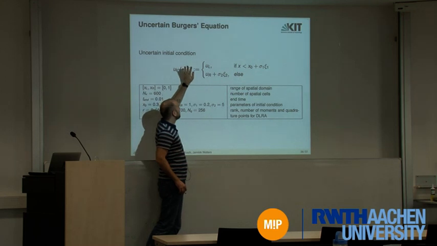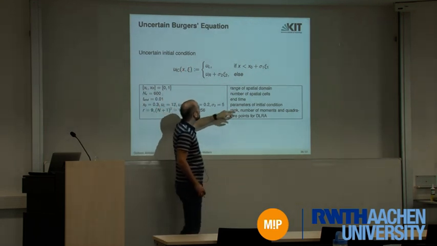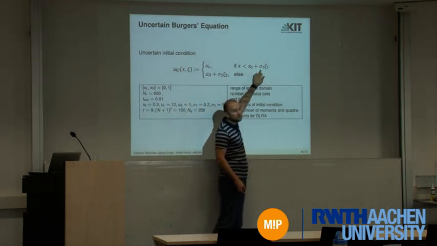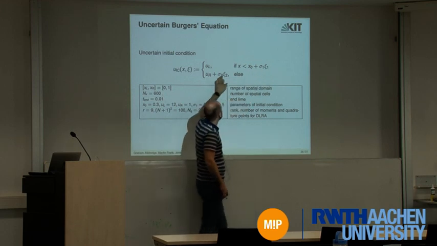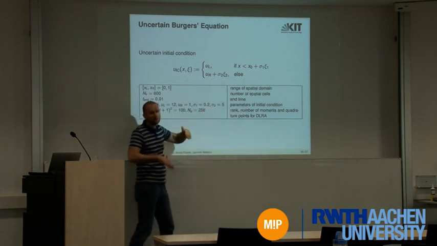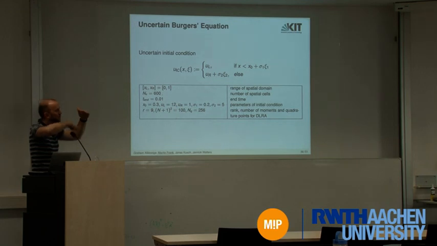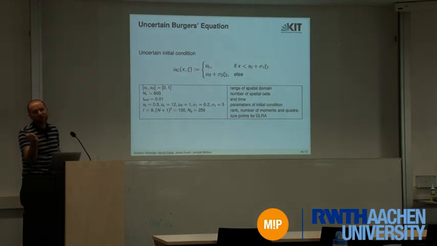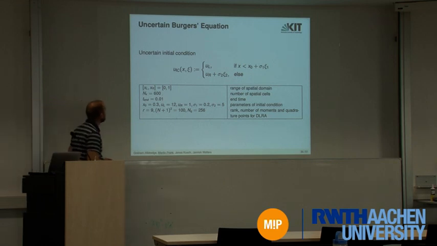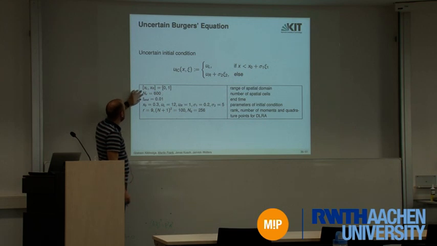So here's uncertain Burgers again, two-dimensional uncertainty, namely the point where the discontinuity is also uncertain, and this is the one we had already. Yeah? So the jump height is uncertain, so the right state varies, but this time also the position where the initial shock starts. Yeah? 2D uncertainty, 1D in space. And here you see some numbers.